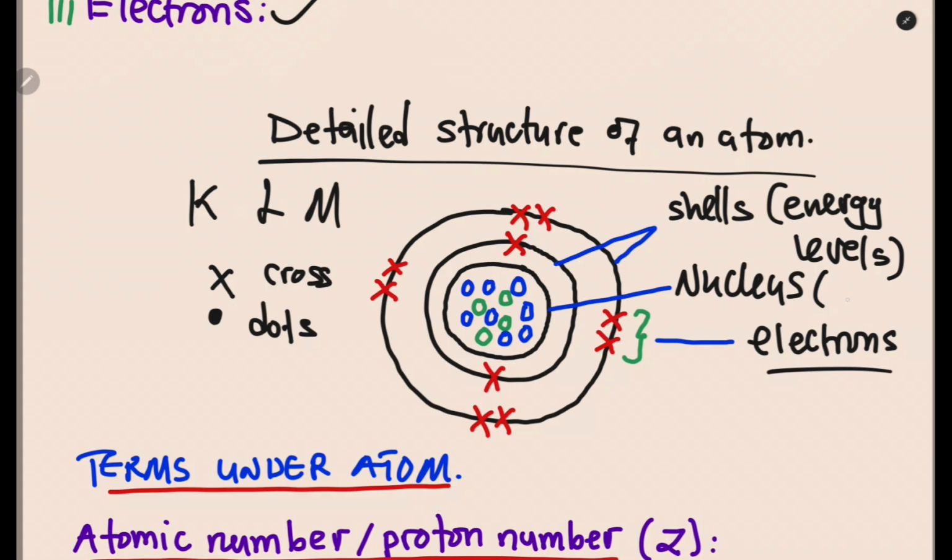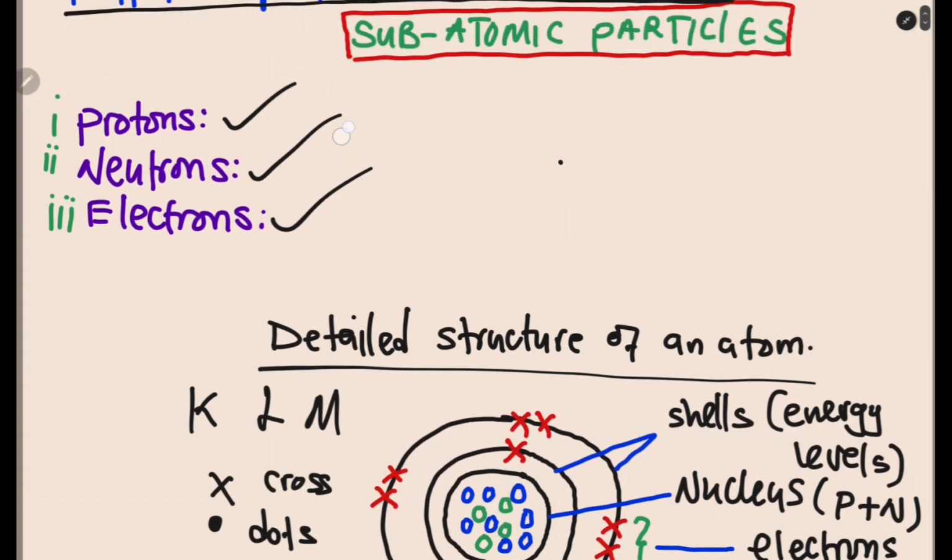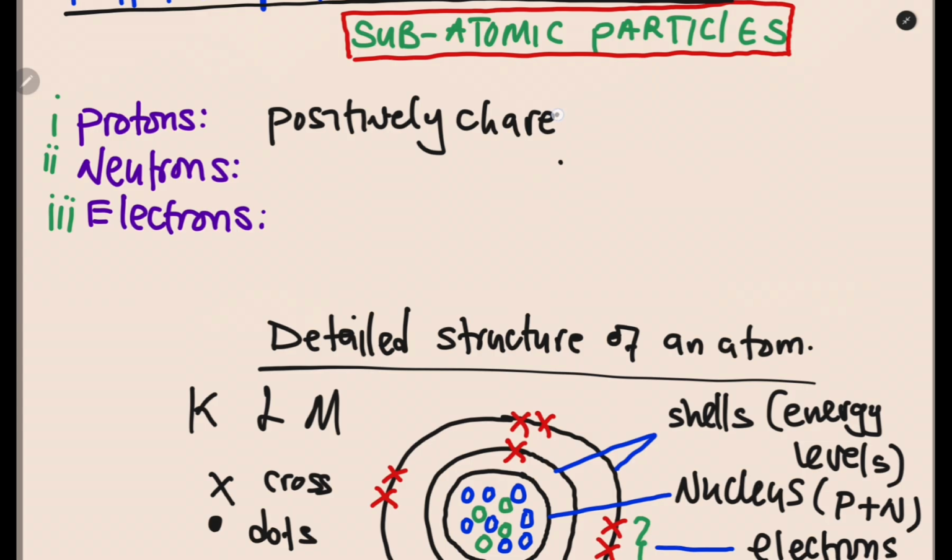In the nucleus, that is where you find the protons, and I'll use P for protons, and neutrons. So the nucleus is simply made up of protons and neutrons. Now let us look at the other part, in terms of the charges. Let me just write it. The protons are positively charged. So in terms of charge, the protons are positive.